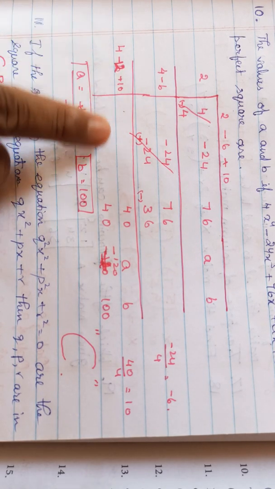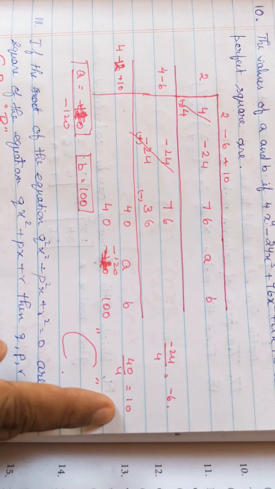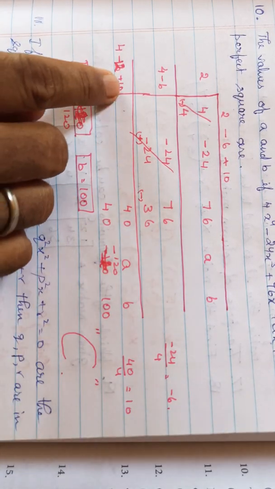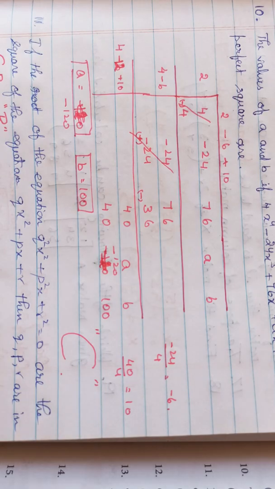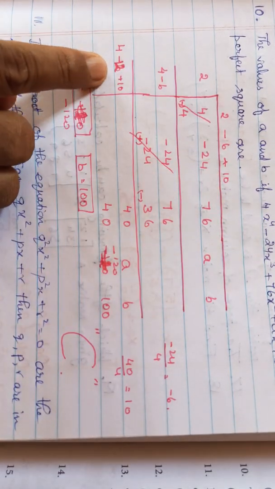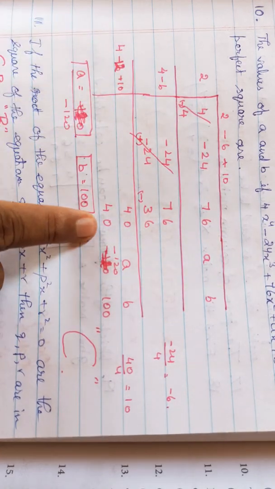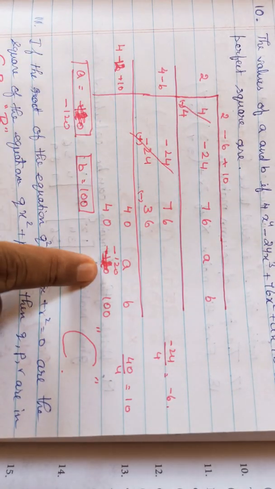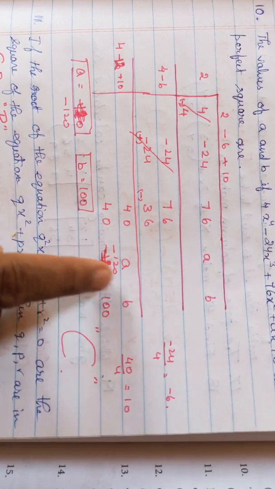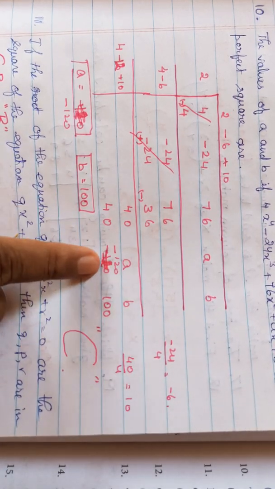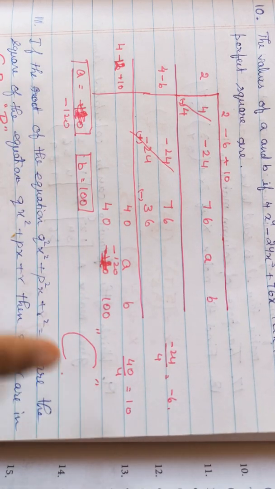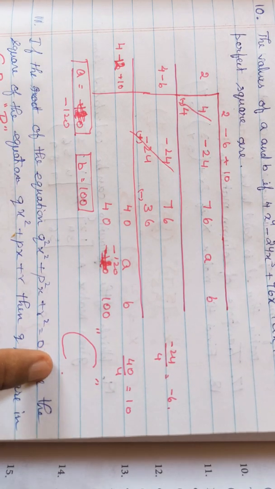Okay. Then 40 divided by 4 gives you 10. So after dividing 40 by 4 we get 10 and we write 10 in both the places. So after writing 10, what we do, we multiply 10 with 4, minus 12 and 10. So 4 tens are 40, minus 120, 100. Then we do not subtract, we compare and write the value. So a is minus 120, b is 100, hence the option given is C.